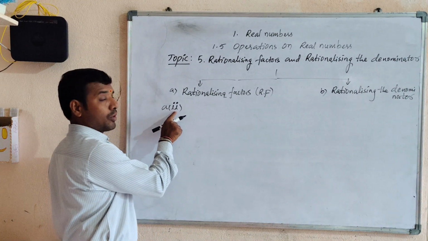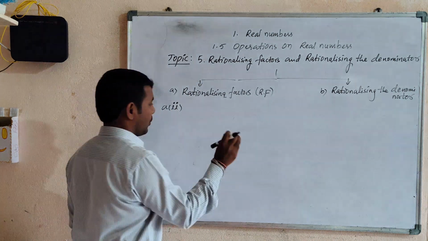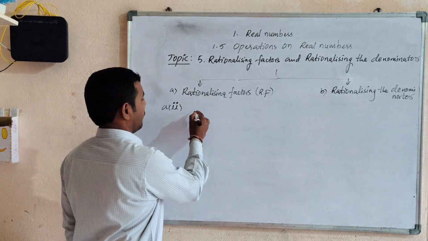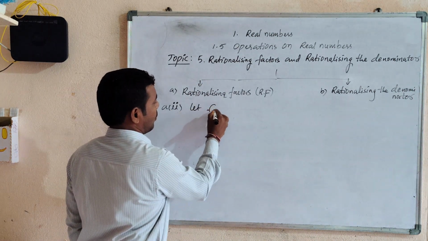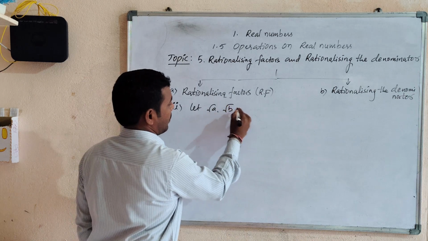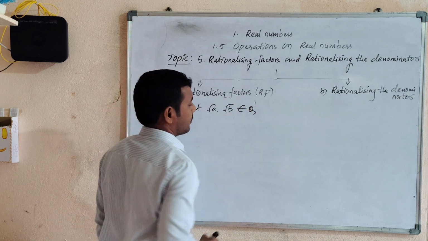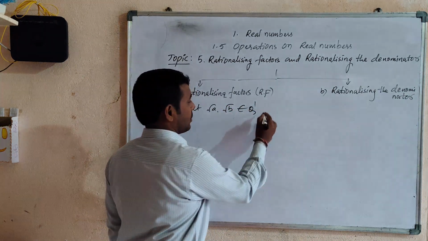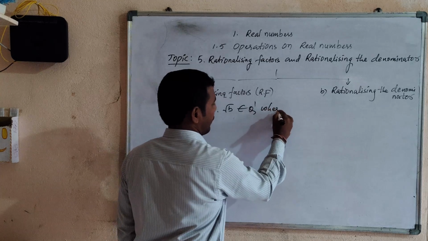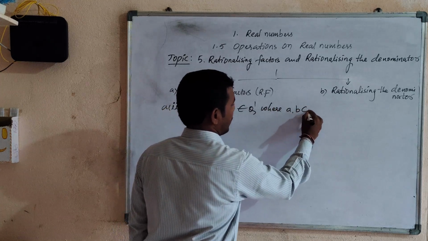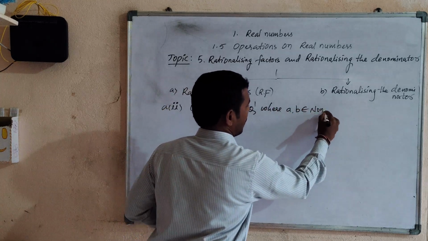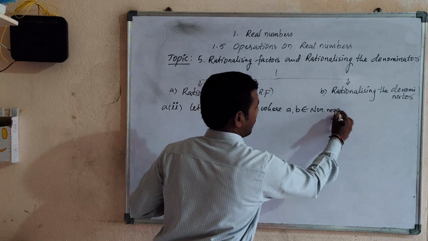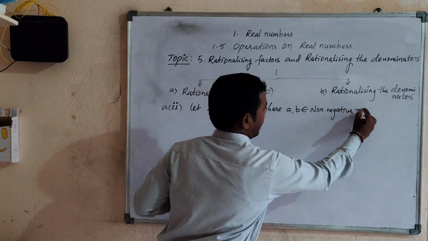A, Roman number 2. Once few things are there. Let us see. Let square root of A, comma, square root of B both belong to irrationals, where A and B belong to non-negative real numbers.